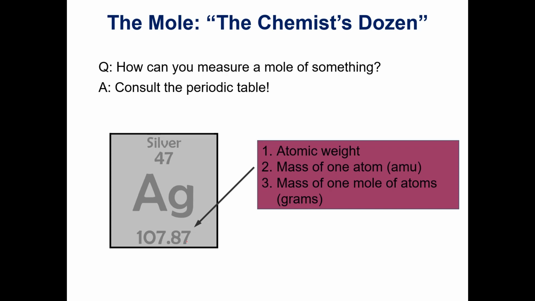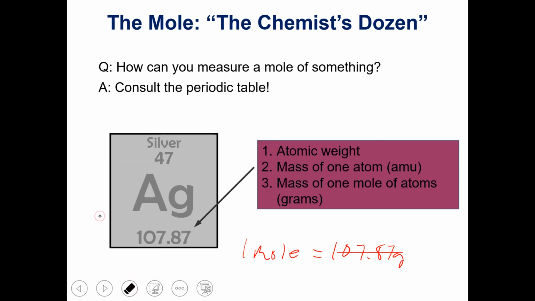So if you look at the number that's written under an element on the periodic table, that is the atomic weight of the element. That's also the mass of one atom in AMU. So 1 atom of silver will weigh 107.87 AMU. But conveniently enough for us, this is also the mass of 1 mole of atoms in grams. So if I have 1 mole of silver, that means that mole of silver weighs 107.87 grams.